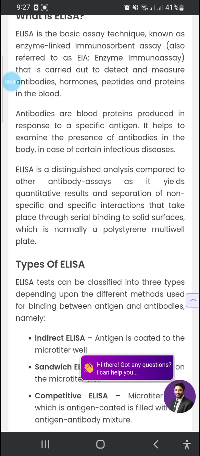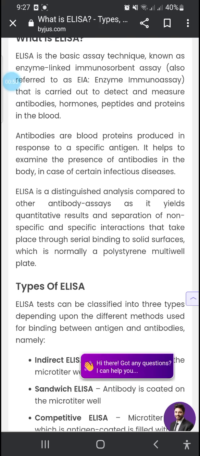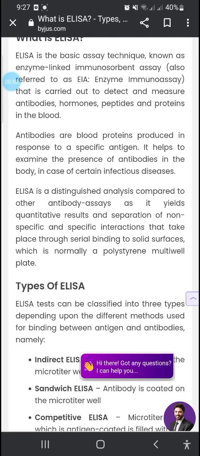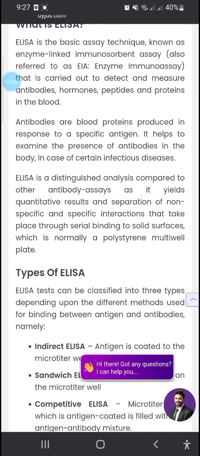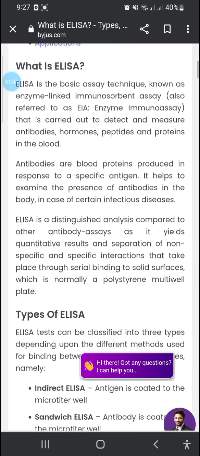Antibodies are blood proteins produced in response to a specific antigen. It helps to examine the presence of antibodies in the body in case of certain infectious diseases.